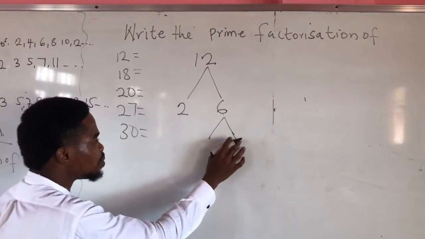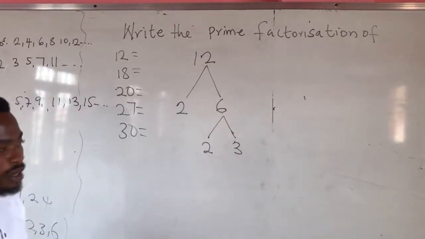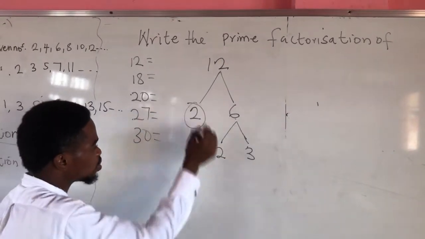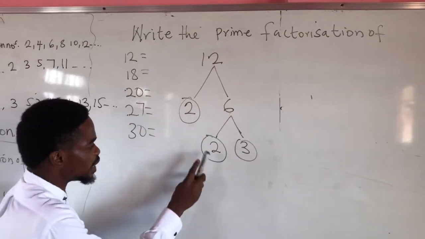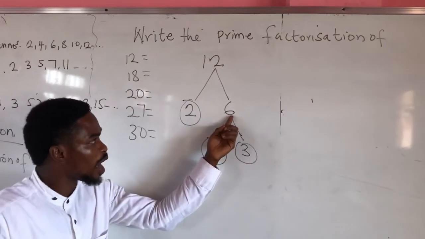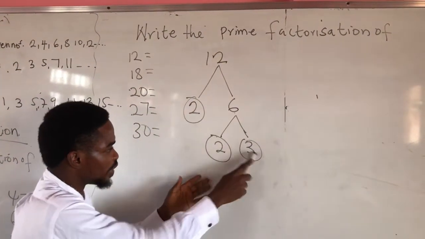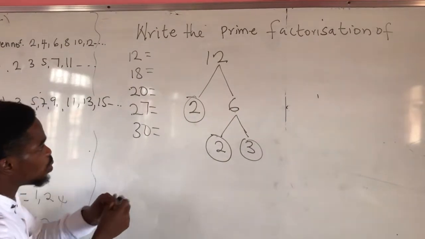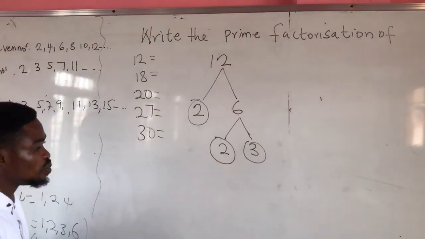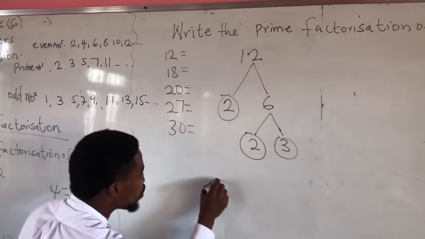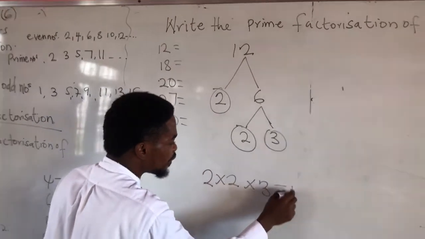Which numbers, if we multiply them, give us 6? They are 2 and 3. That is why we cannot circle 6, because the product of 6 is 2 and 3. So now we are going to multiply these numbers. When we multiply them, we get 12, to make our answer correct. So we have 2 times 2 times 3. That will give us 12.